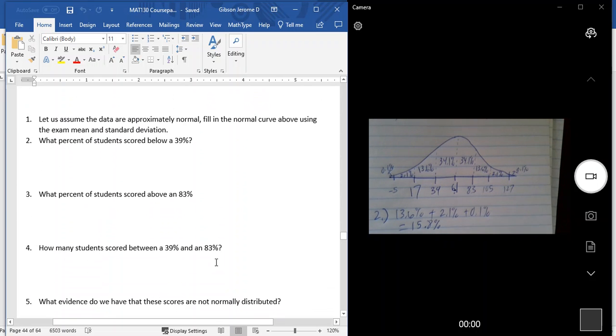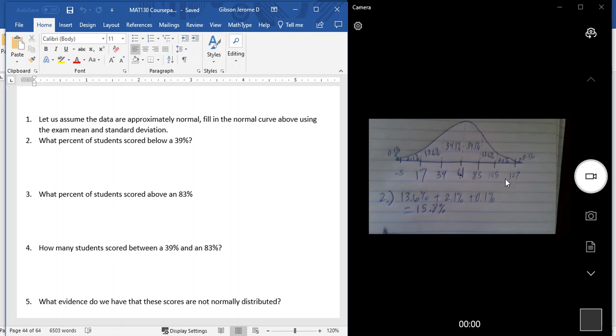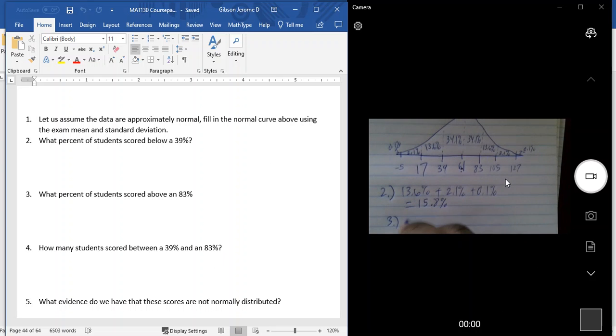Now we go here to number 3. What percent of students scored above 83%? So we'll go here. This is our 83%. And you notice here, these are the exact same values. So it'd be 13.6%, 2.1%, and 0.1%. So this also would be 15.8%.